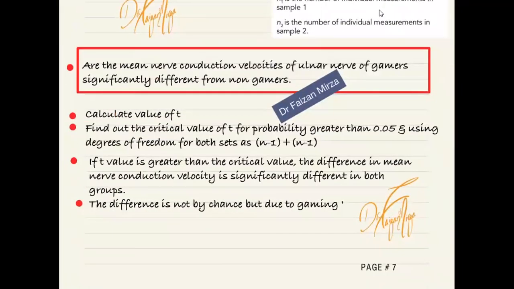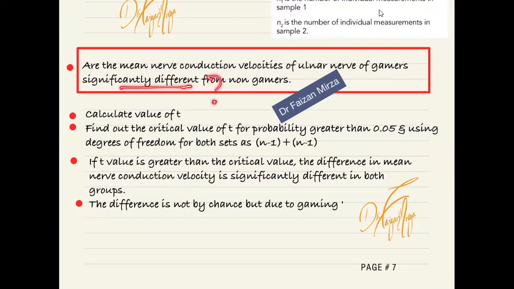The answer that you calculate normally tells you what your calculated t-value will be. Once the t-value is calculated, you will compare it against a critical value. For example, if I start to carry out testing, I have a prediction that the mean nerve conduction velocity of the ulnar nerve, which controls the movement of your fingers, of the gamers is significantly different from non-gamers. So I'm saying that the association is there. So this is the hypothesis.